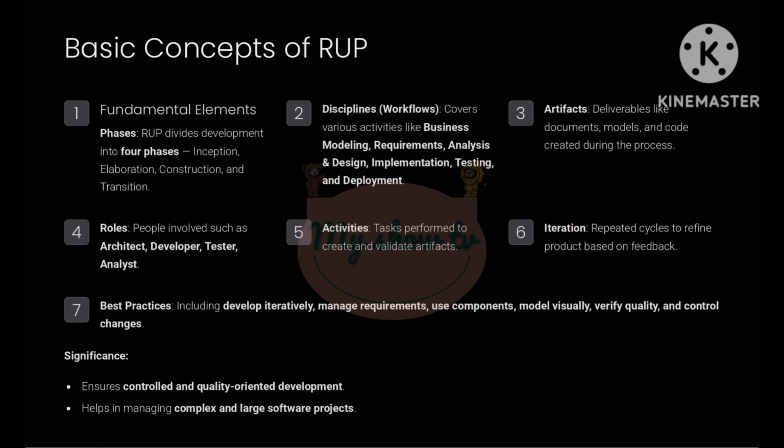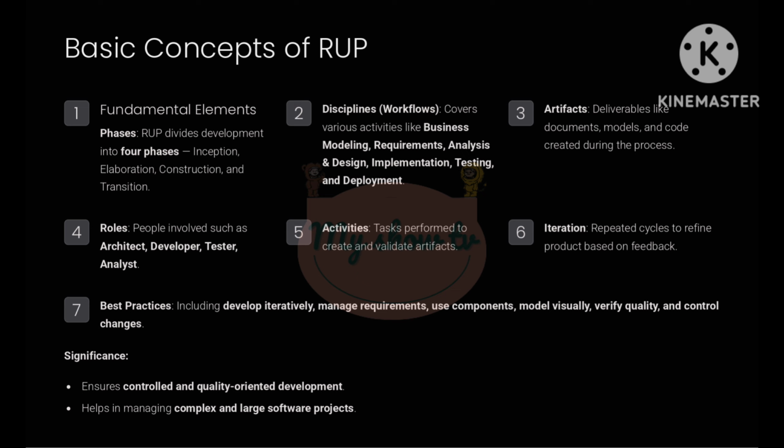3. Artifacts. These are outputs or deliverables like requirement documents, UML diagrams, code, and test cases that are created during the process. Point 4. Roles. These define who does what. Roles include developers, testers, architects, analysts, and project managers. 5. Activities. These are tasks assigned to different roles, like coding, designing, testing, reviewing.